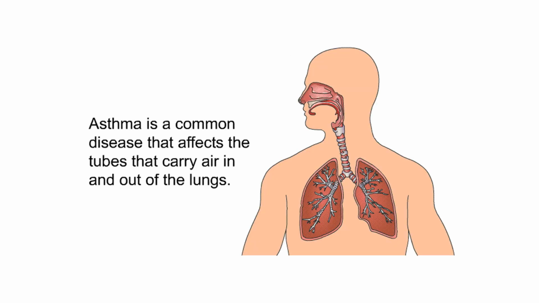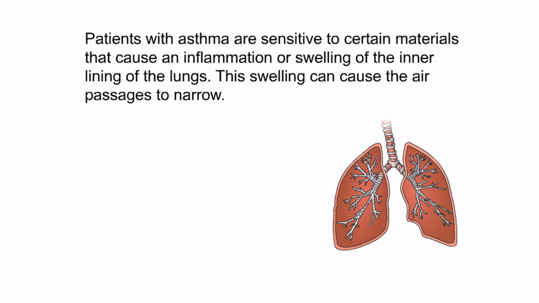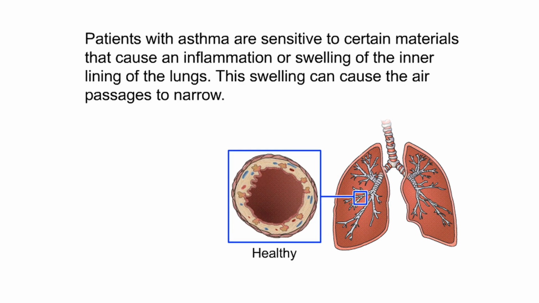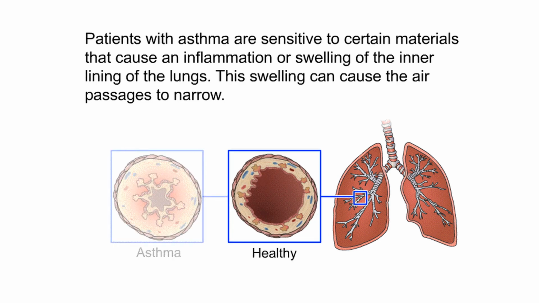Asthma. Asthma is a common disease that affects the tubes that carry air in and out of the lungs. Patients with asthma are sensitive to certain materials that cause an inflammation or swelling of the inner lining of the lungs. This swelling can cause the air passages to narrow.